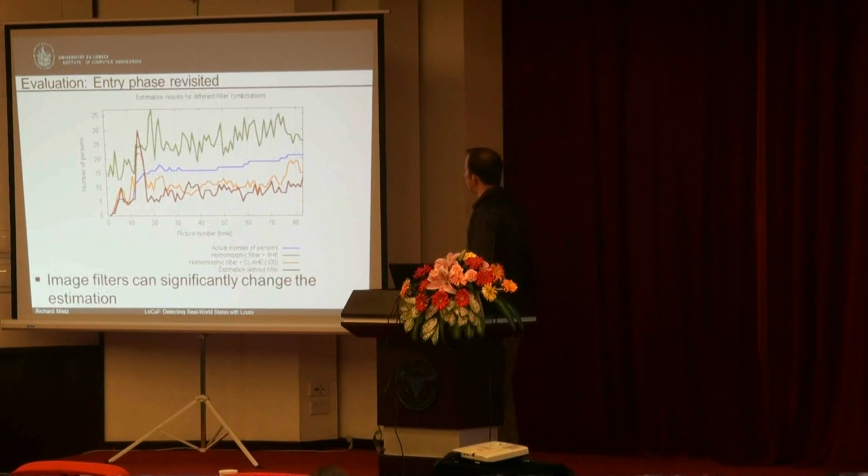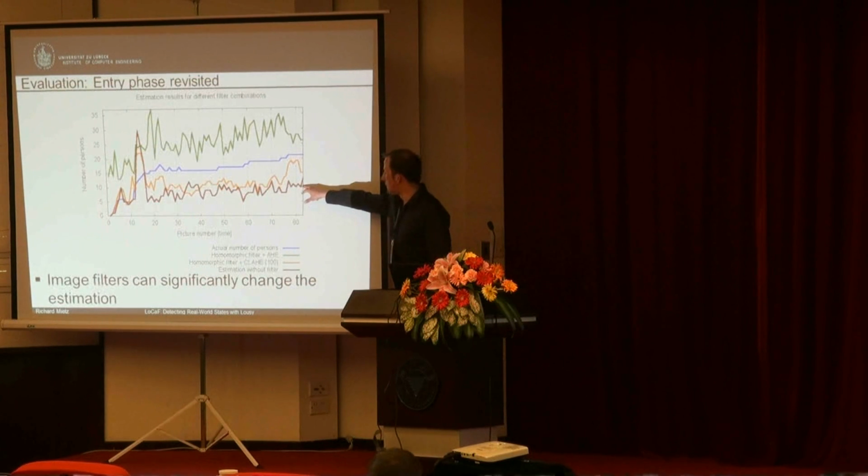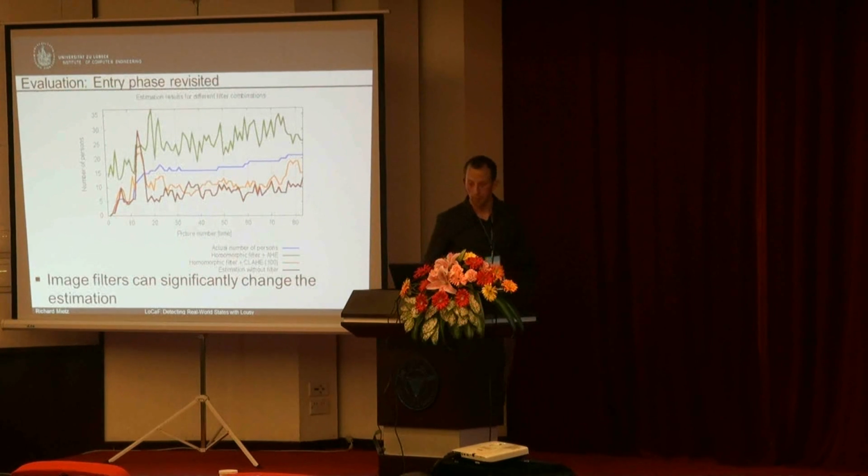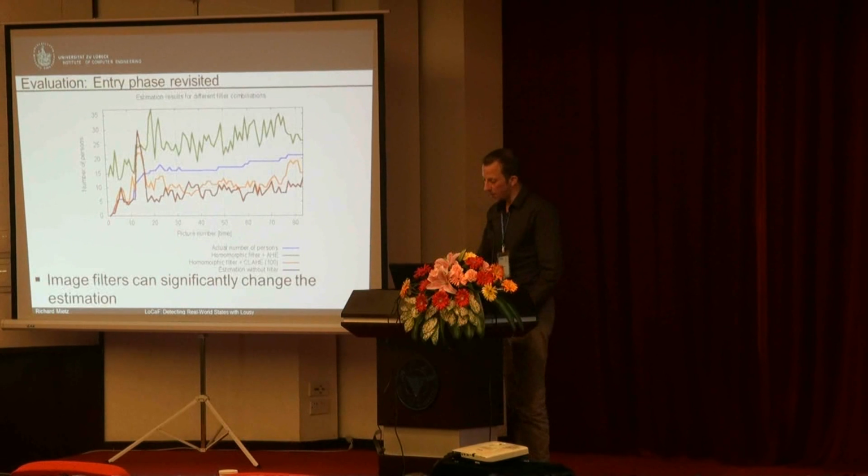And also the same estimation as before without the filter, which we saw before. And what we can see now is that, for example, the yellow line is near the estimation as before, and the green line is really overestimating all the time. So what we can already see is that different image filters can significantly change the estimation.